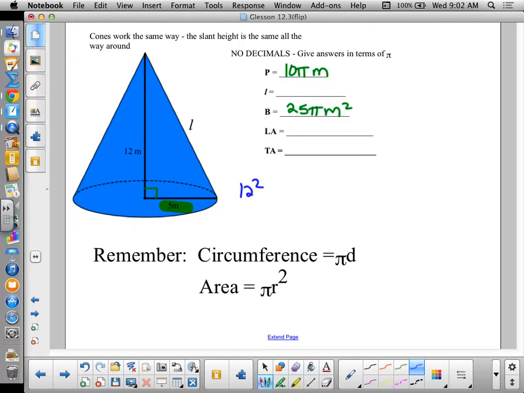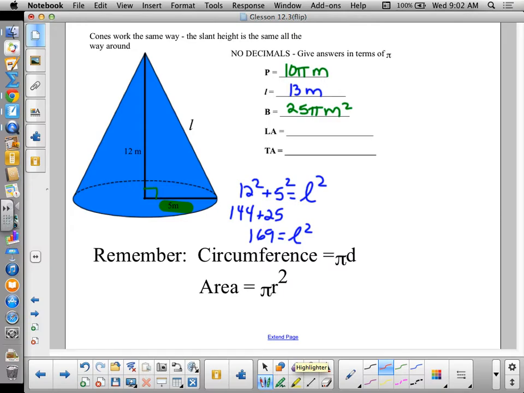Slant height is always the interesting one to find, but we're given the actual height is 12. So 12 squared, we're given the radius is 5. And again, remembering that 169 is the slant height squared, I want to get L, not L squared, so I take the square root of 169, which is 13 meters.